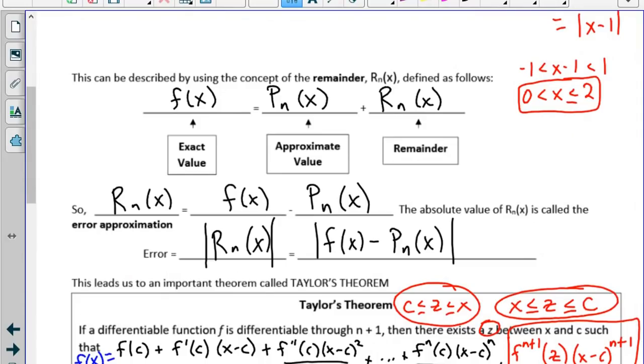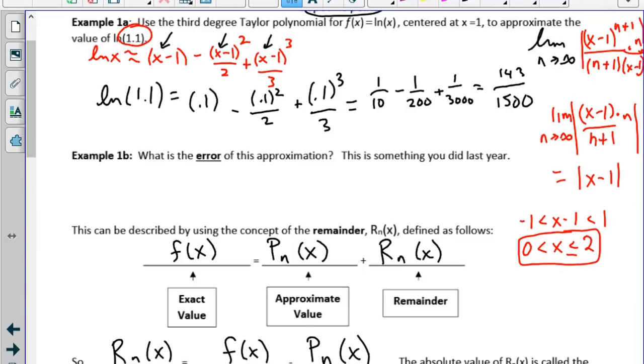So now let's go back to the original problem. What is the error in this approximation? This is something you did last year in honors pre-calculus. So if we want the remainder of the 3rd degree polynomial, we look at the 4th term. So the 4th term, remember, is going to be (x minus 1) to the 4th over 4.